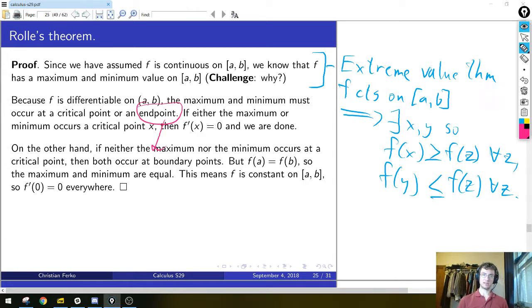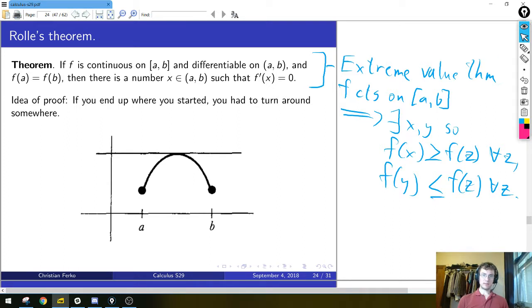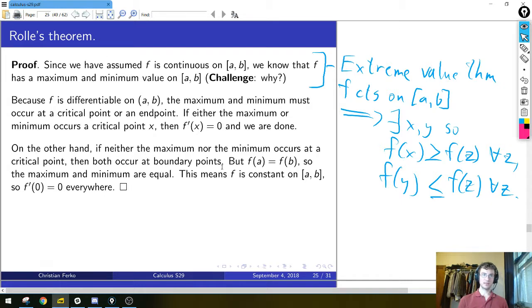So that's paragraph 3. We handle that case. So if neither the max nor the min occurs at a critical point, they both occur at these boundary points, which are the closed interval, a to b. But that case is actually pretty simple, because if the max and the min both occur at a boundary point, and we've assumed f(a) equals f(b), so the two boundary value outputs are the same, that means that the max is equal to the min, right?